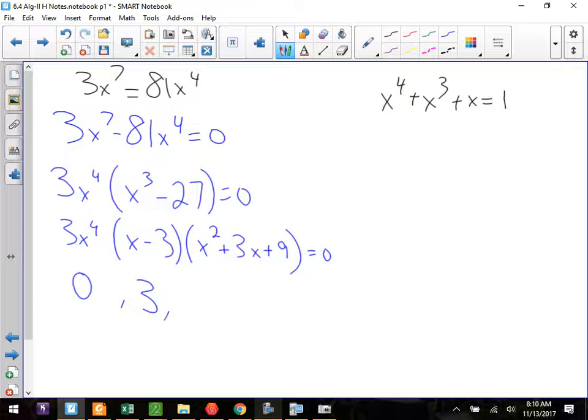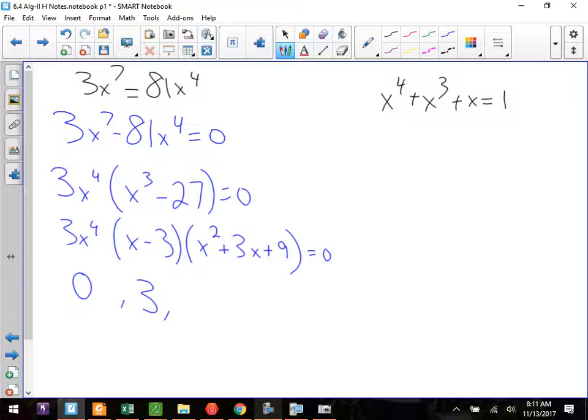Now, this guy is going to give you a non-real answer. Okay. So if you have a non-real answer, well, no, you can still graph it. But what's happening is that you have changes of direction that occur above or below the axes.